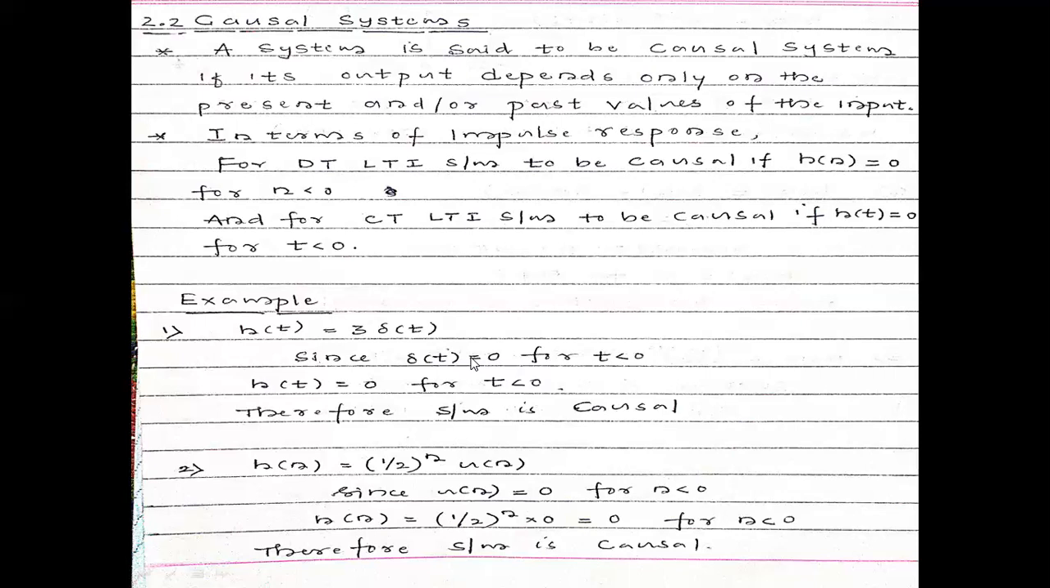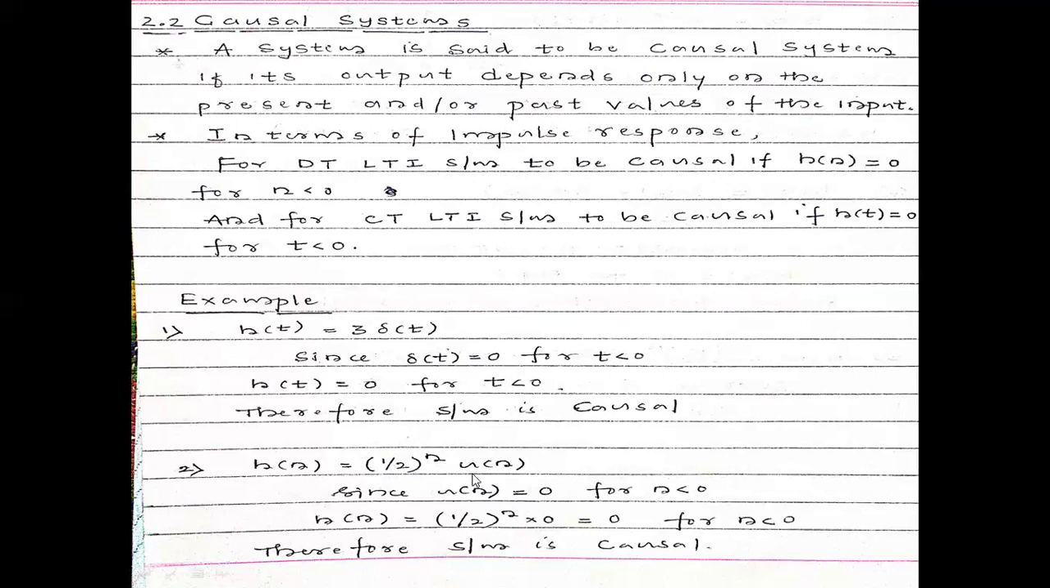Therefore, when delta of t is equal to 0 for t less than 0, obviously h of t is also 0, because it is 3 times delta of t. So when delta of t is 0 for t less than 0, h of t is also 0 for t less than 0. And when h of t is equal to 0 for t less than 0, the system is always a causal system.